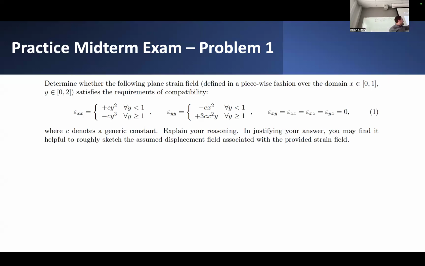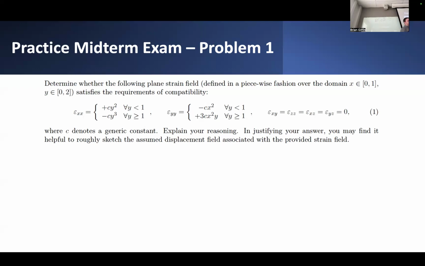Well, what's the second partial derivative of epsilon xx with respect to y twice? 2c. And then what about epsilon yy, its partial derivative with respect to x? Minus c. So we have plus 2c and a minus c... and basically those two terms will just cancel out. So indeed, that lower portion of the domain is satisfying compatibility. Okay, that's good. What about for this last one?